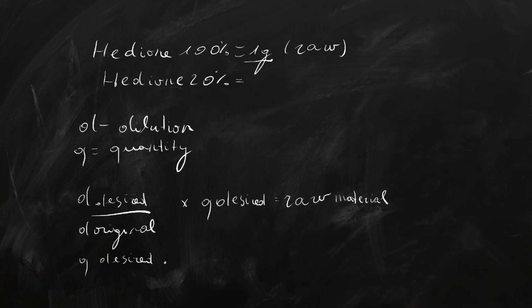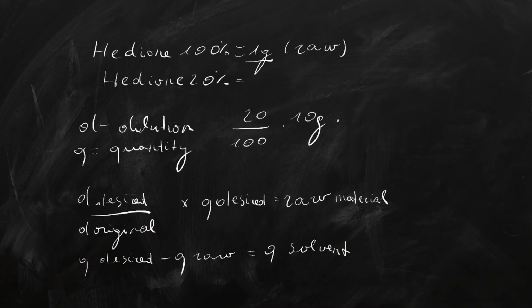And in this case, our desired solution is 20%, and the original is 100. And the quantity that we want, let's say, is 10 grams, simply due to simplicity. So the amount that we need here is 2 grams of raw material. So if we want to take our perfume's desired quantity, they have a recommendation. Then we minus, when we look at formulas, our material solvent, which will be 8 grams.